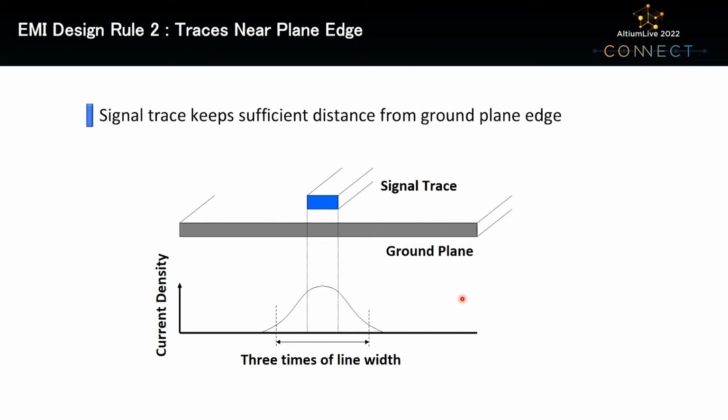This figure shows the case where the signal trace keeps enough distance from the ground plane edge. In general, the return current of a signal trace flows from the area three times the width of the signal trace on the ground plane, directly below the signal trace, like this figure. In this illustration, the distribution of return current from the center of the signal trace is symmetrical because the signal trace has enough distance from the edge of the ground plane.